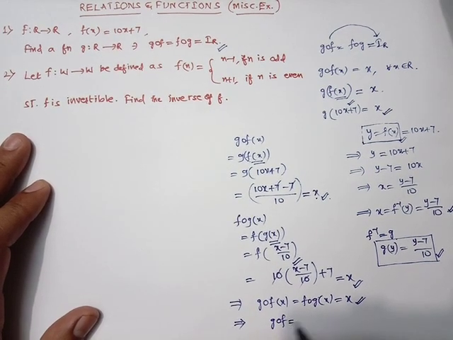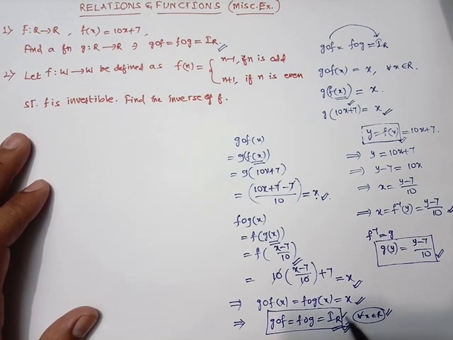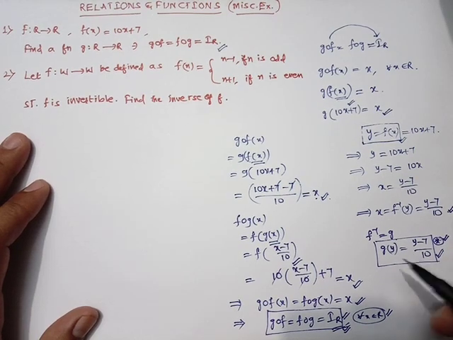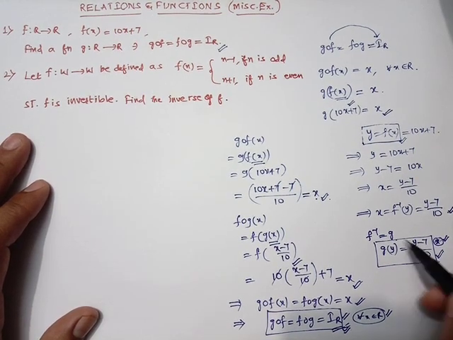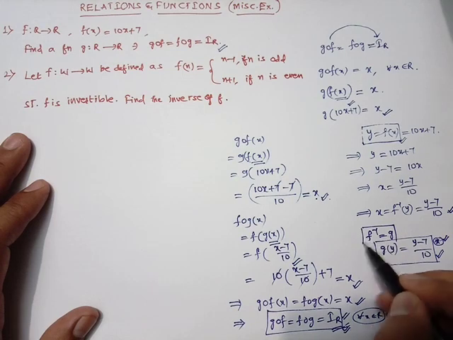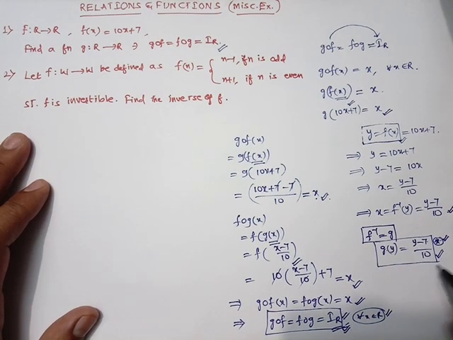Now g∘f = f∘g = I_R for all x belongs to R, where I_R is the identity function over R. This way you are getting g as the function that is nothing but f inverse. So g(y) = (y - 7)/10. This is your required function.